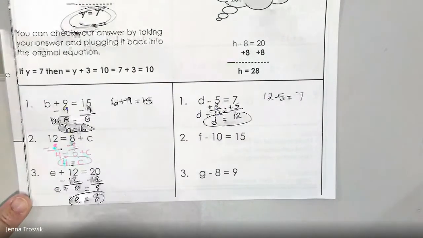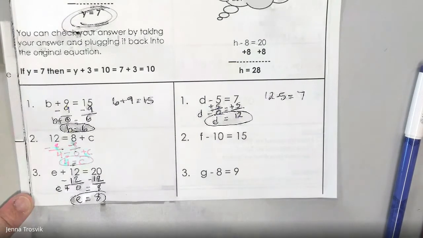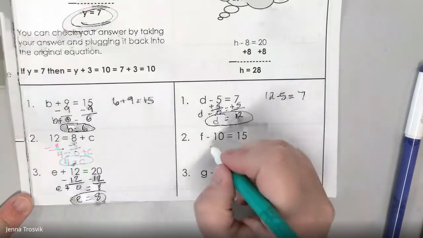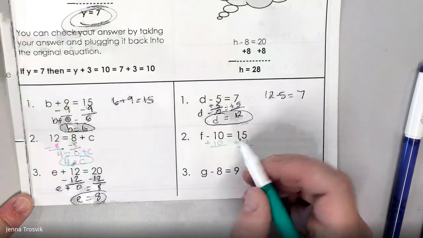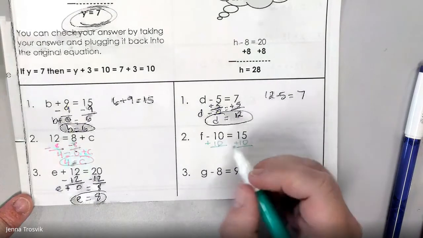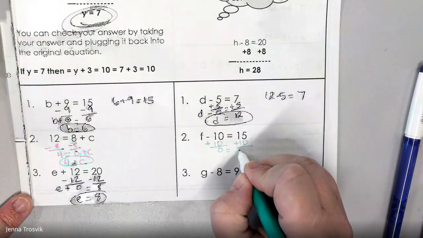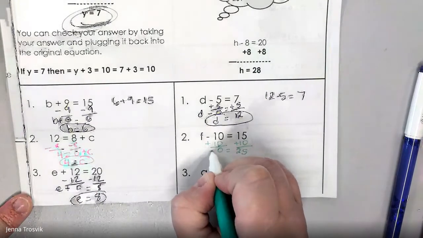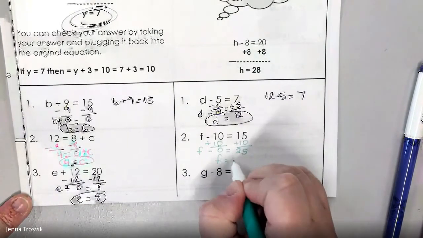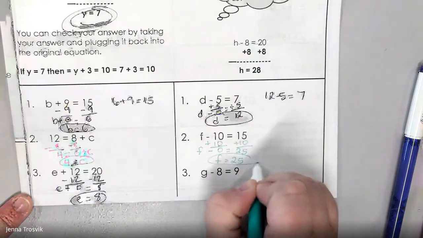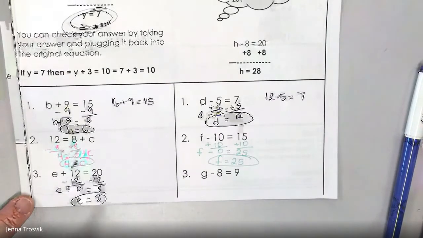Next, we have f take away 10. My variable comes first again. So f take away 10, we have to do the opposite. Instead of subtracting, we're going to add 10, which is going to give me a negative 10 plus a positive 10, which equals 0. A positive 15 plus a positive 10 is going to give me 25. I go back and put f take away 0 equals 25, which means f has to equal 25. If I go back and check it, does 25 take away 10 equal 15? Yes, it does. We did it correctly.